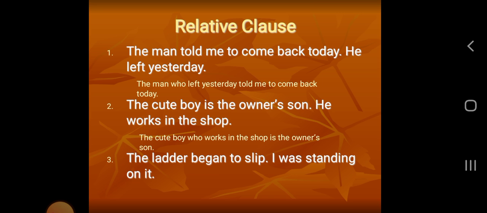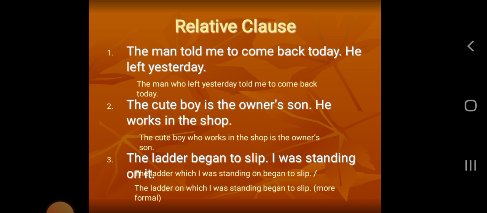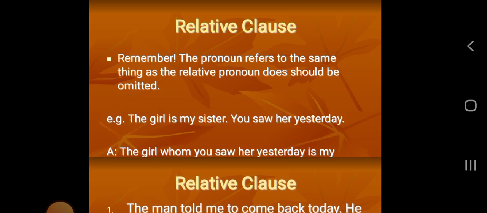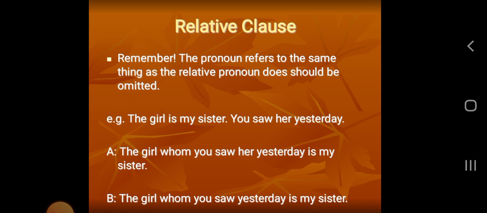The ladder began to slip. I was standing on it. The ladder which I was standing on began to slip. The ladder on which I was standing began to slip. More formal. Remember, the pronoun that refers to the same thing as the relative pronoun should be omitted.